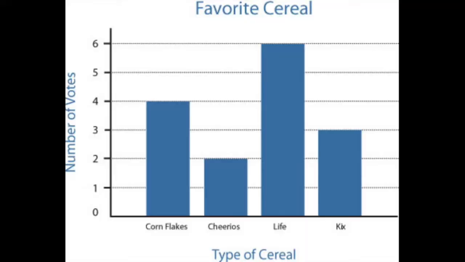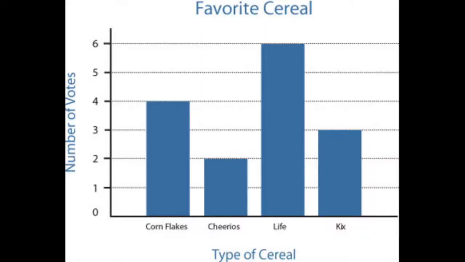So now let's look at the number of voters. Now the number of voters is the y-axis, and it's going by increments of 1. So now let's analyze it again. So let's see, how many people like Cheerios? That's right, 2 people like Cheerios who voted in this group. So how many people like Life? 6. So 6 people like Life, and that is also what? The most people voted that their favorite cereal was Life.